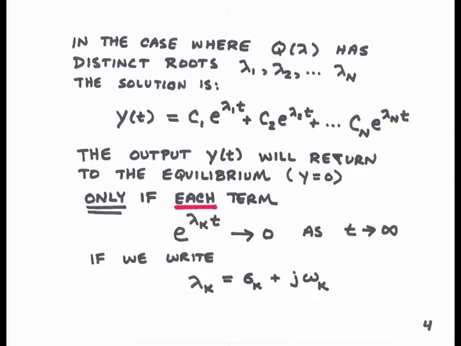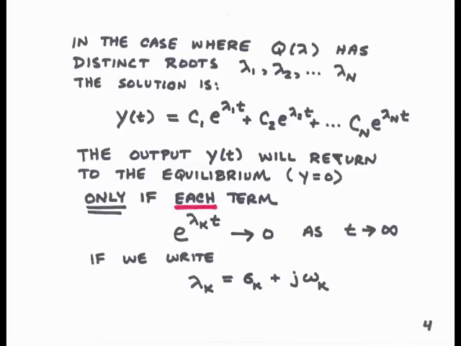For simplicity, let's examine the case where all the roots of the characteristic polynomial are distinct, lambda 1, lambda 2 through lambda n. The solution then, in terms of the characteristic modes, is y of t equals c1 e to the lambda 1 t plus c2 e to the lambda 2 t all the way through to cn e to the lambda n t. The output y of t will return to the equilibrium y equals 0 only if each one of these terms goes to 0 as time goes to infinity.